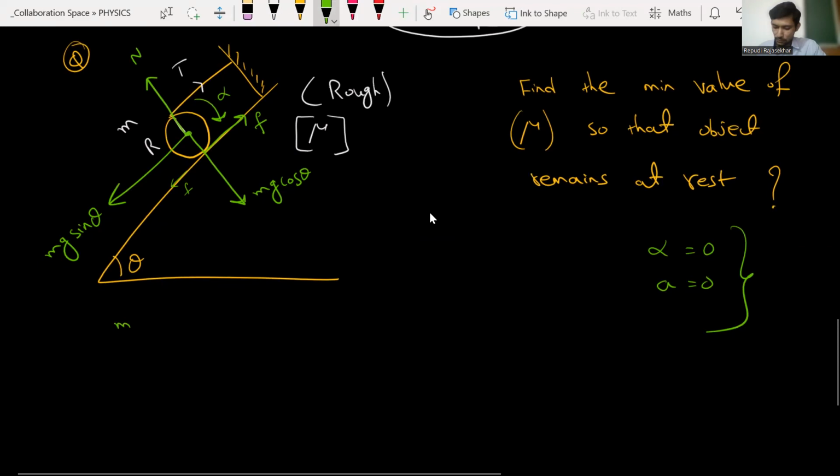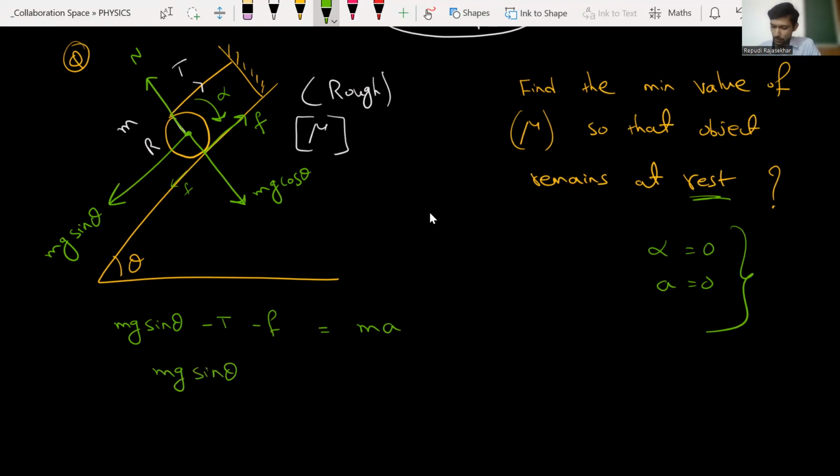That means the driving force mg sin theta, and the opposing forces, minus T minus f, equals ma. This is the general equation, but here the acceleration value is 0, as per the condition the object is at rest. So acceleration is 0, and we can write mg sin theta equals T plus f, equation number 1.